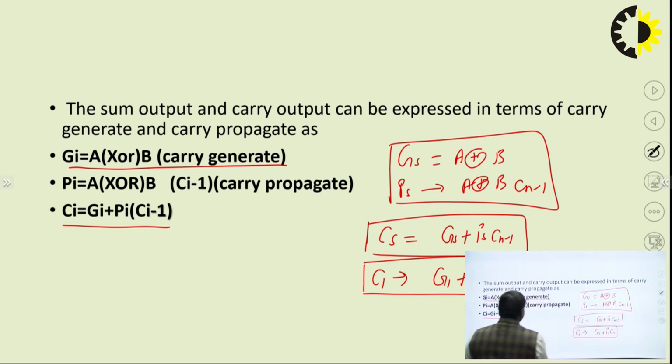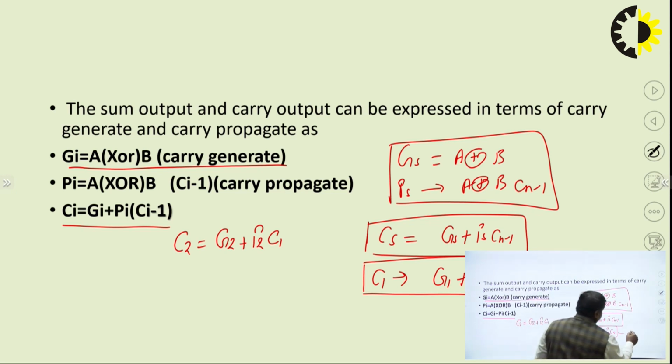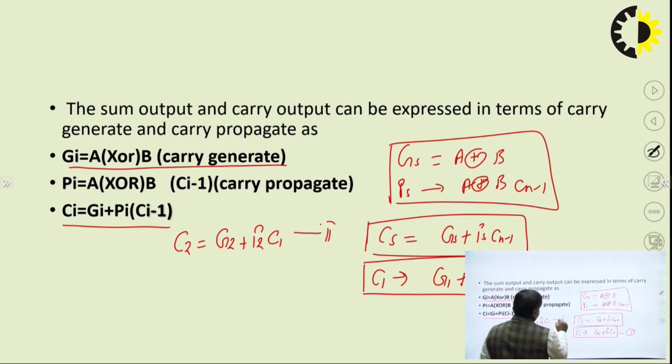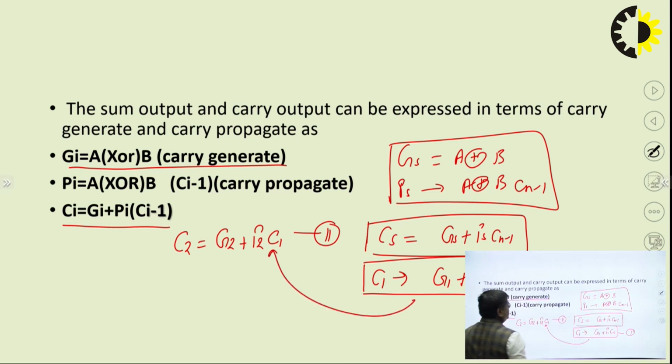Now, what is the value of C2? That is G2 plus P2 and C1. That is the value of C2. Here the value of C1 we put from equation number 1 into equation number 2. What is the value of C1? The value of C1 is G1 plus P1 C0. This value we substitute in this equation.